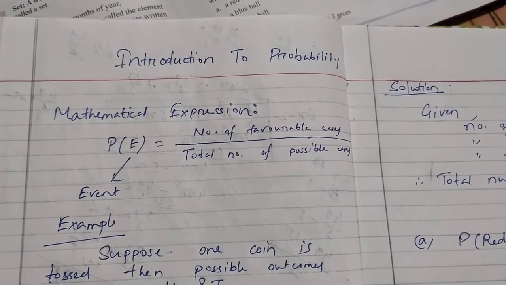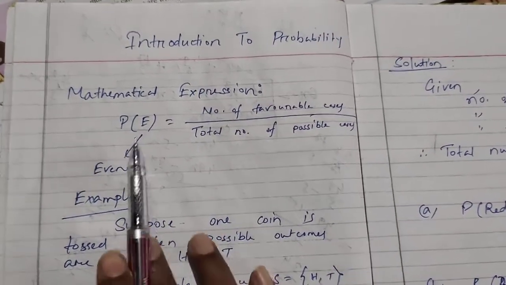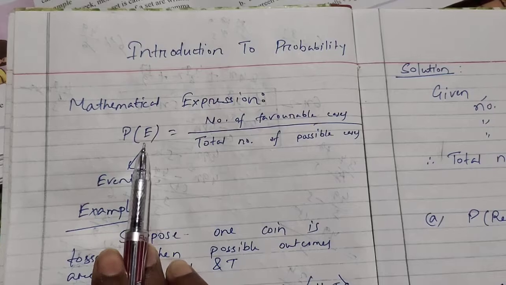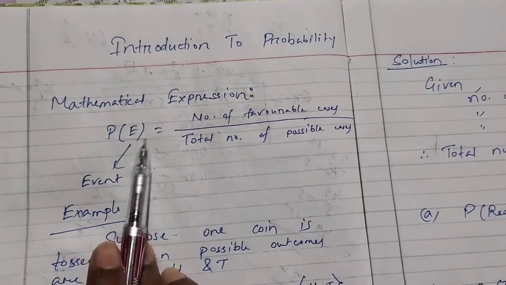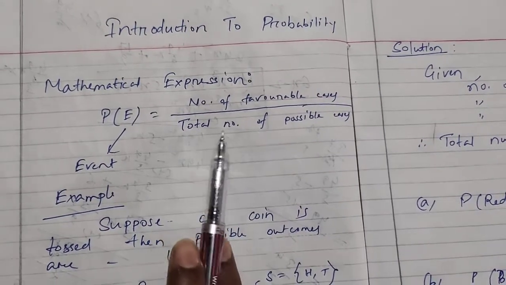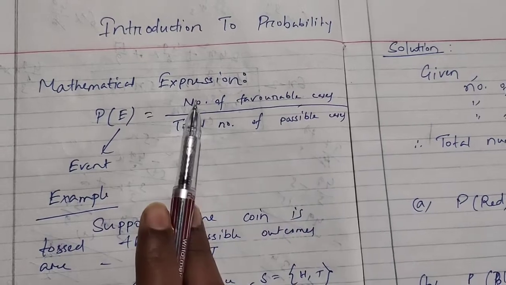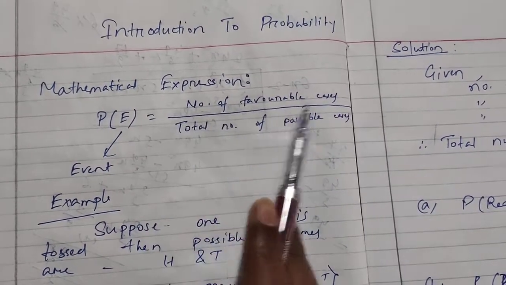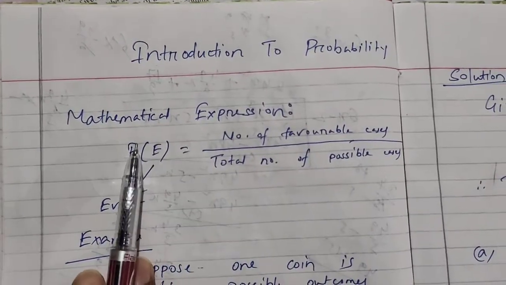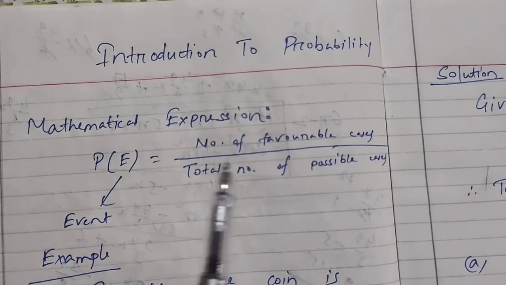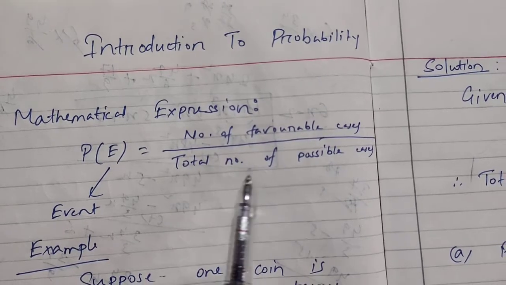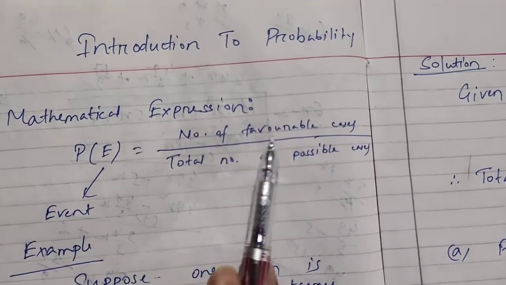Introduction to probability. The mathematical expression of probability is, suppose E stands for event, that means probability of any event is equal to a fraction where the denominator is the total number of possible cases and the numerator is the total number of favorable cases. So probability is a ratio, or a fraction, where the denominator is the total number of possible cases and the numerator is the total number of favorable cases.